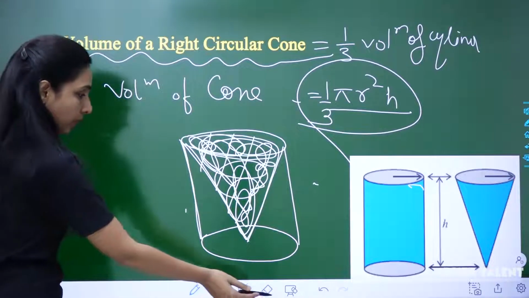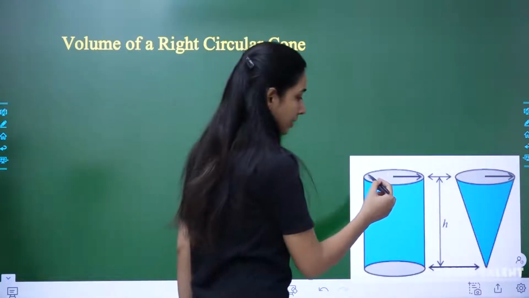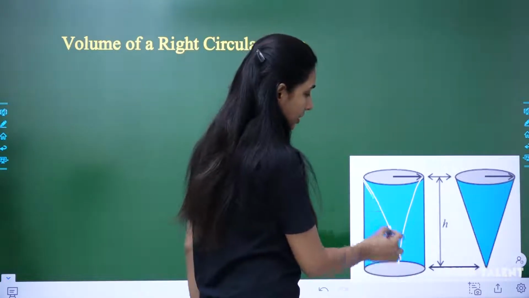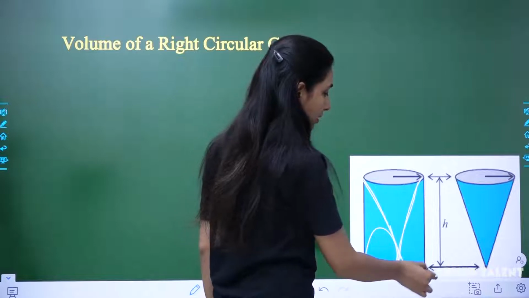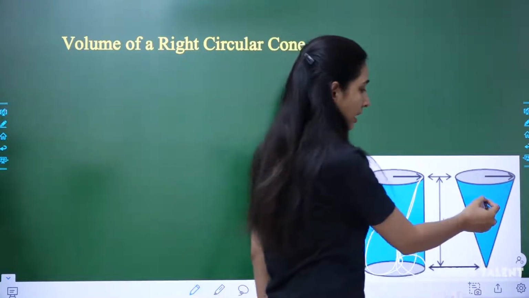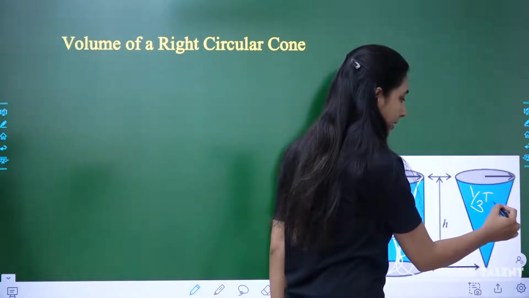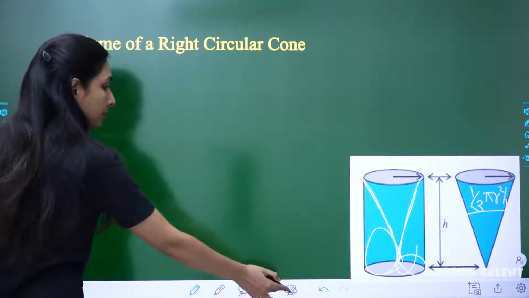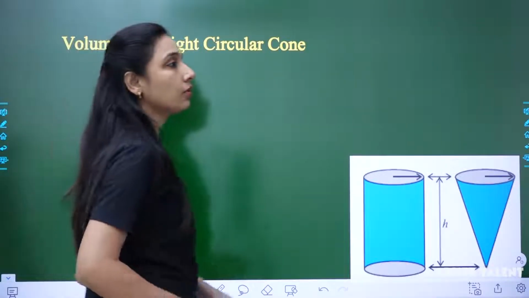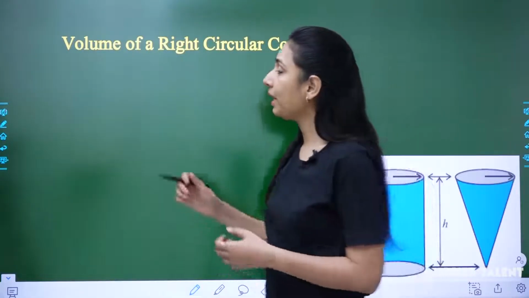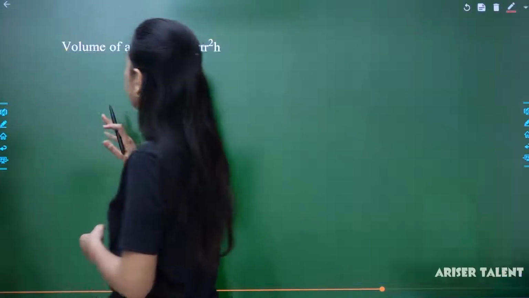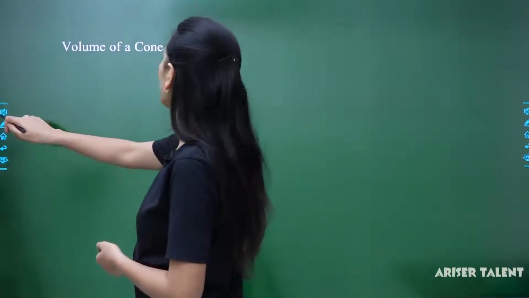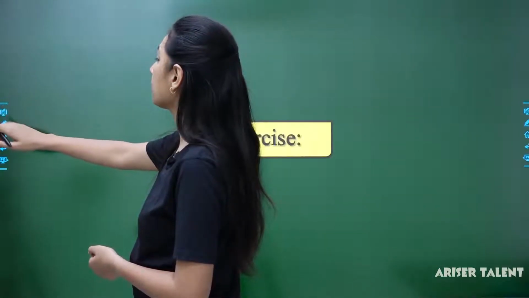Here you can also see it like this. You're having this partition here, this one cone is left, here this one cone is left, so we'll be having this 1/3 pi r square h. That will be the formula. Understood? So this is about the volume of cone. Now we'll be dealing with some numericals based on this. So volume of cone is no doubt 1/3 pi r square h.